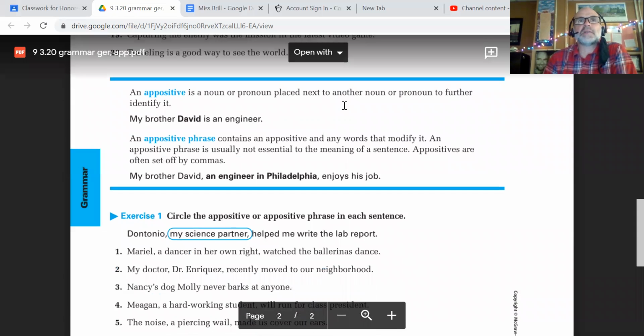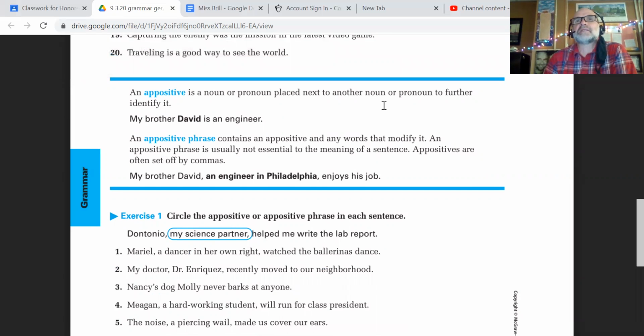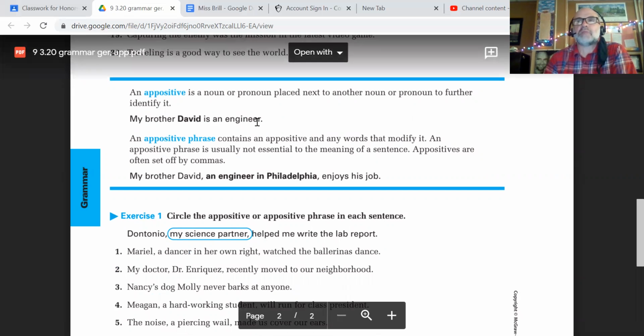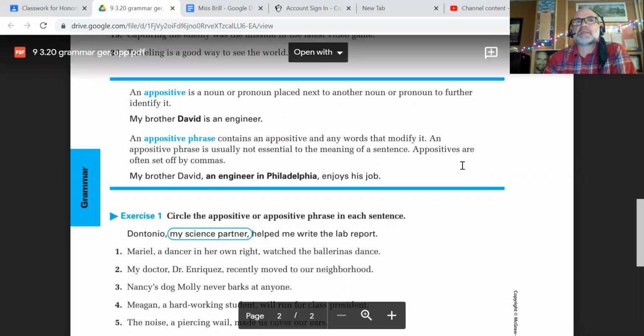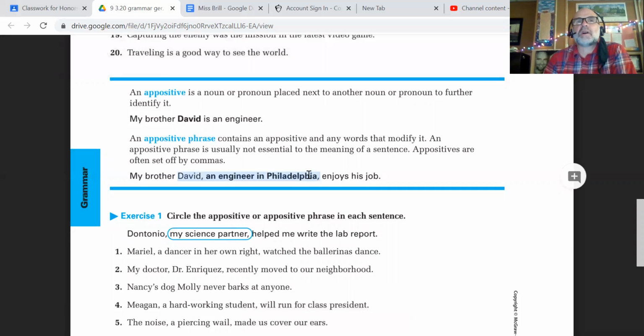Other thing in this lesson is appositives, and this is a noun or a pronoun placed next to another noun or pronoun after it for the most part to further identify it. My brother David is an engineer, okay? You would write sentences like that all the time. An appositive phrase contains an appositive and any words that modify it, just like all these other phrases. An appositive phrase is usually not essential to the meaning of the sentence, and appositives are often set off by commas. My brother David, an engineer in Philadelphia, enjoys his job. So that's extra information. We set it off with commas.